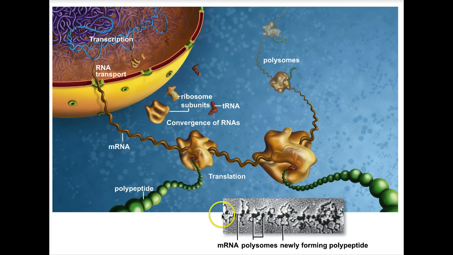Down here we can see an actual image from a cell of a messenger RNA molecule, that's this thin line, being read by multiple ribosomes. That's these dark dots. And multiple ribosomes reading a message at one time are called polysomes. And then these little strings coming off of the ribosome are the polypeptides that are being formed.